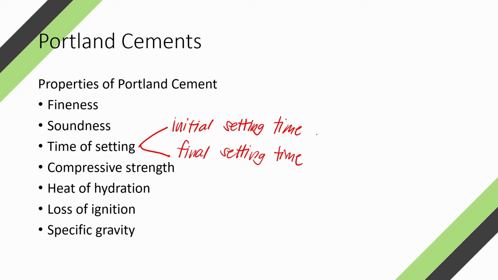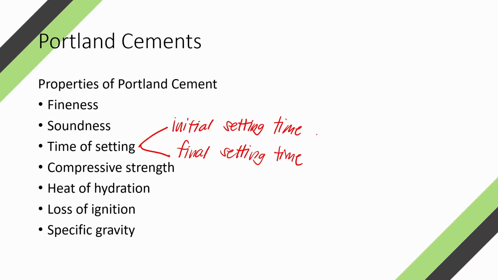So, heat of hydration. So, importante ito kapag large structures gaya ng mga dams na malalaking buhos kasi kailangan kontrolado yung heat sa mga ganong buhos. Next, we have here the loss of ignition. It is the indication of prehydration and carbonation which may be caused by prolonged storage.